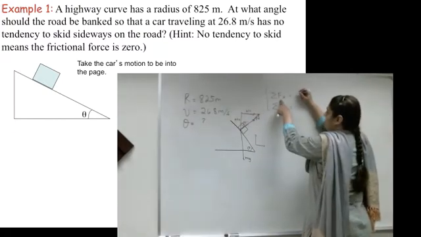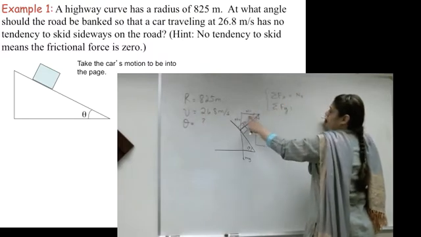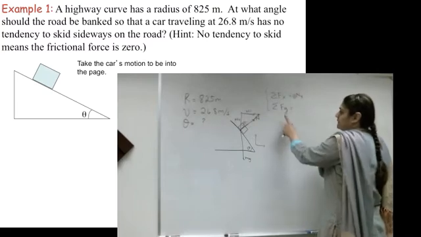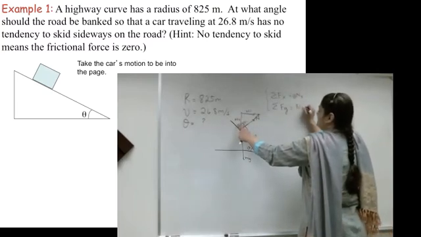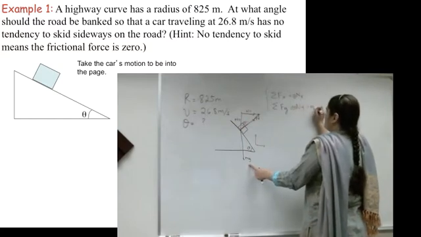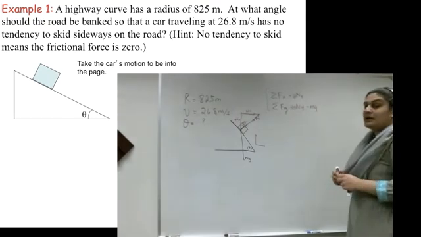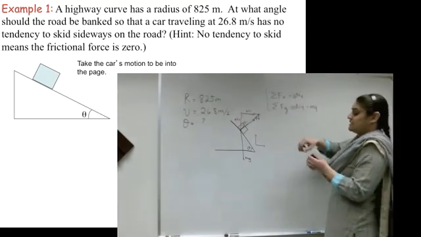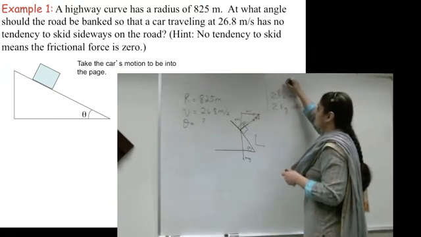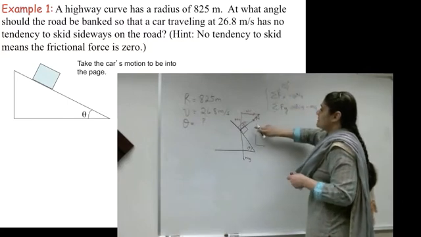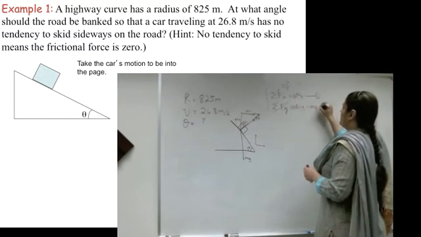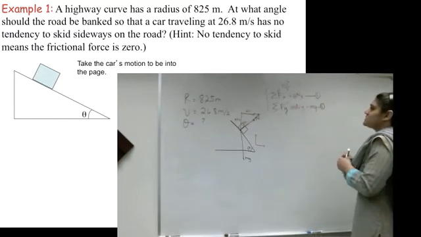So for Fx, I have nx. Here, that force is directed towards the plus side. Now for Fy, I have an Ny, which is directed towards the positive, and I have an mg, which is directed downwards. And on this side, I have no forces acting in my y direction, but I have a force mv squared over r, which is a centripetal force acting inwards.